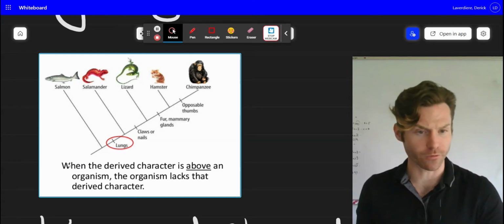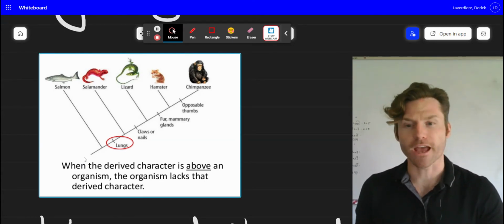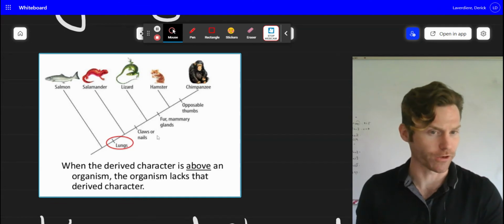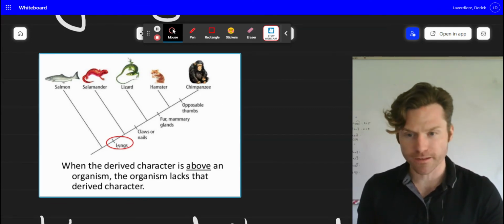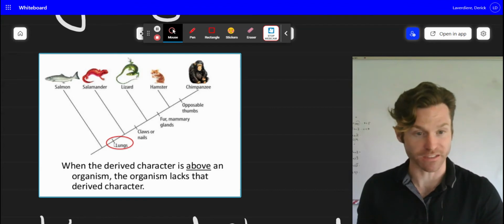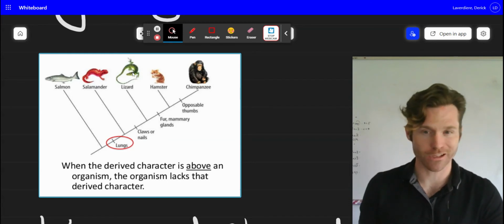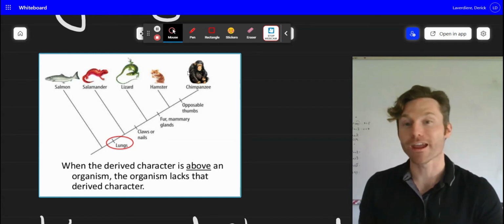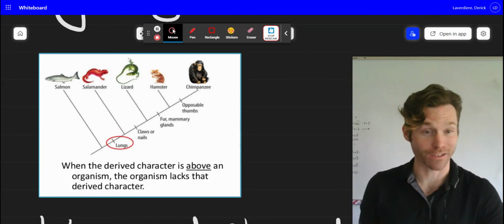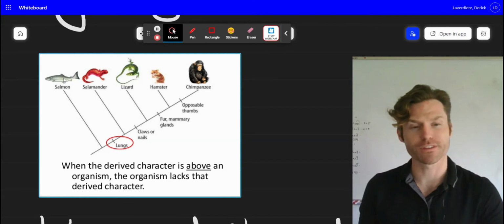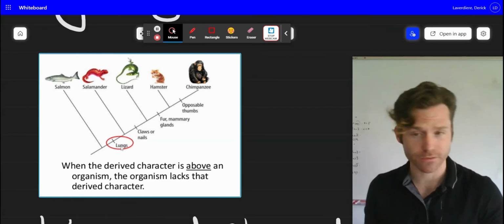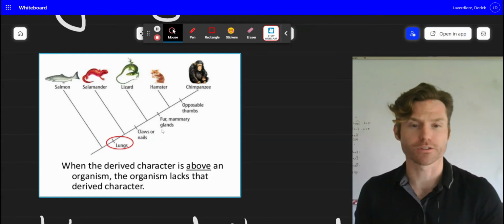And so the cladogram is built from left to right. And as we move from left to right, we add traits to the storyline. So anything that is to the right of the trait listed has that trait. In this particular cladogram, anything to the right of lungs has lungs. So the salamander has lungs, the lizard has lungs, the hamster has lungs, and the chimpanzee has lungs. Anything to the left of that trait does not have that trait, and therefore the salmon does not have lungs. Okay? And it goes upwards and onwards, right?